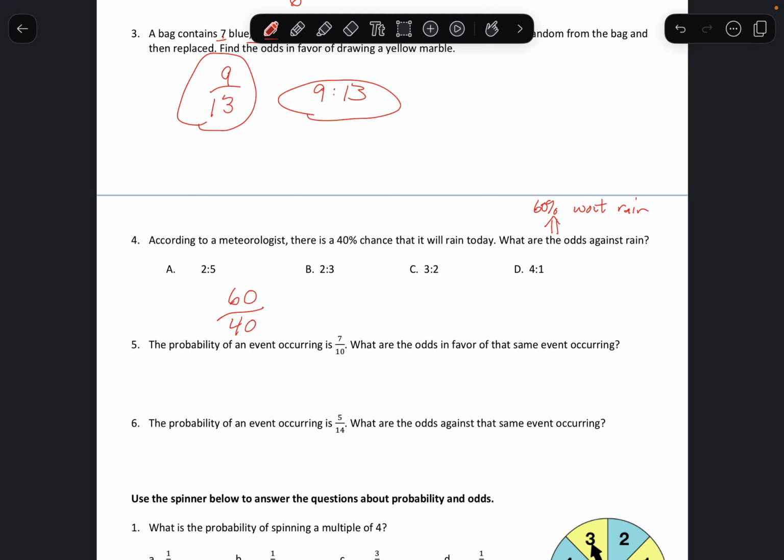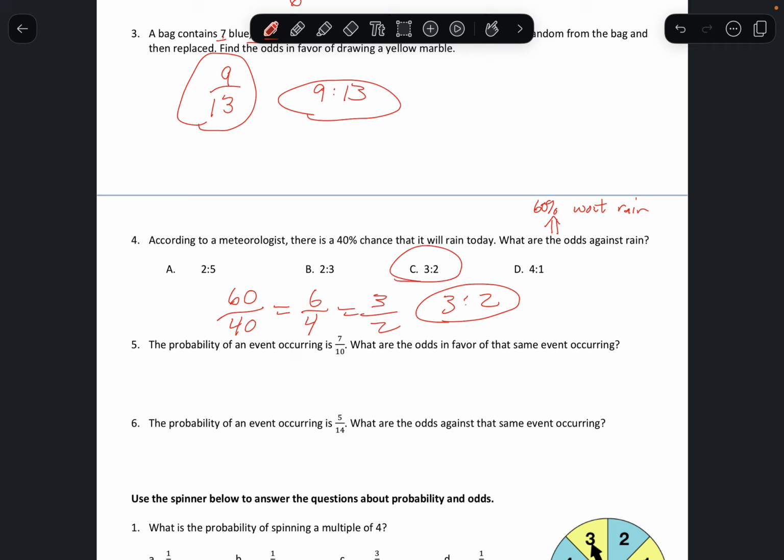Again, we're not comparing 60 out of 100. That would be a probability. We're looking at odds here. So we're comparing the chance that it won't rain to the chance that it will rain. So 60 to 40, I can divide those by 10 and get 6 to 4, which reduces to 3 to 2. Okay, and I look to see which letter that corresponds to, which is going to be letter C.